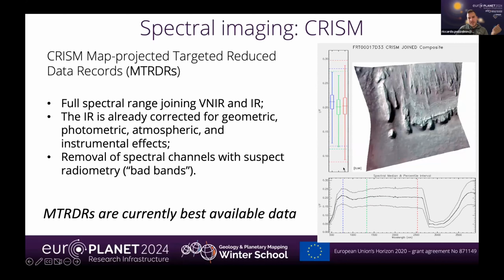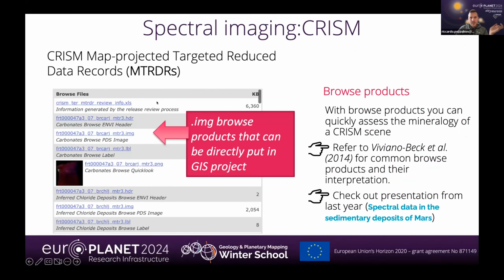It's already corrected for the atmospheric absorption that you still have on Mars, although the atmosphere is very, very low density. And the bad or suspect bands that are creating artifacts or misleading information are also removed. And this is how a Prism spectrum appears, with some absorptions and some peaks and so on. And MTRDR are currently the best available data. You can download them directly, ready for use, in .img format.